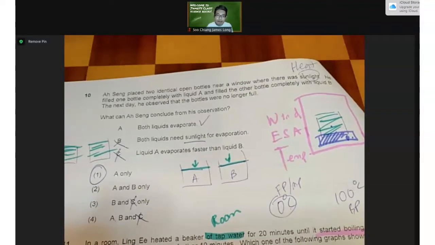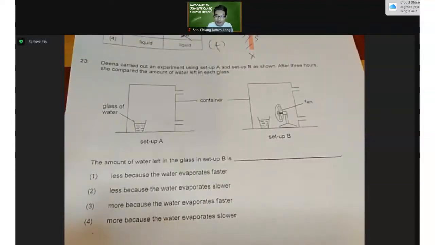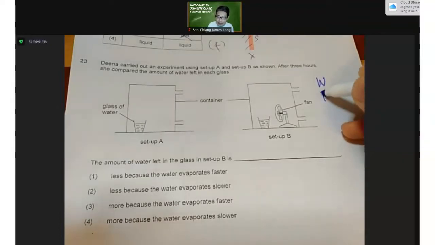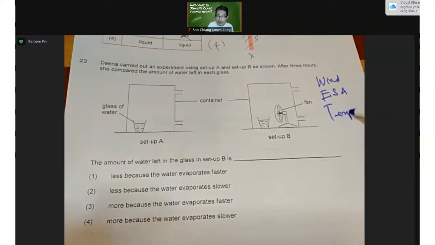Let's go to the last question, question 23. Another question about rate of evaporation. Remember what are the factors that affect the rate of evaporation? How can we remember it? W-E-T, right? W stands for wind, E stands for exposed surface area, and T is your temperature.